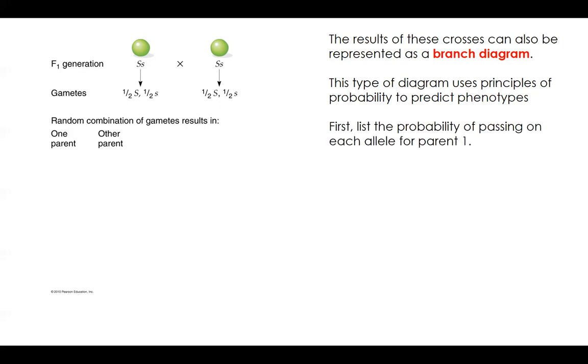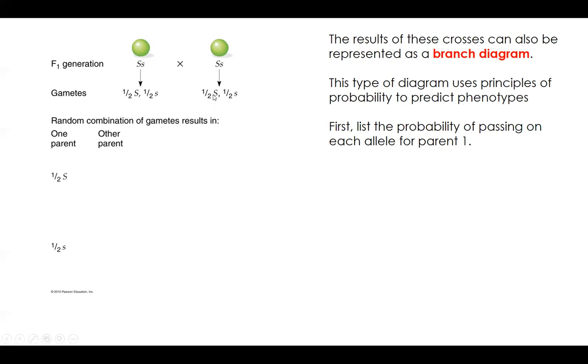So first, what we're going to do to set this up, in this particular case, we're going to be looking for the genotypic ratios. So first, we must list the probability of passing on each allele for parent 1. So for one parent, you have a 50-50 shot. I either give big S or little s. Okay, we write those down separately. So 50-50 shot, 1/2 big S, that goes here. 50-50 shot, small s, that goes here.